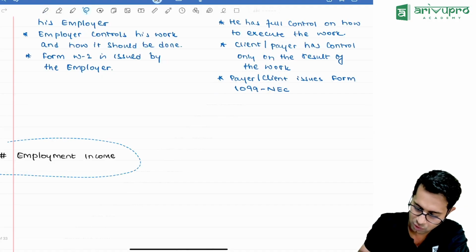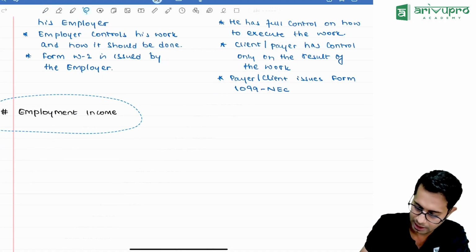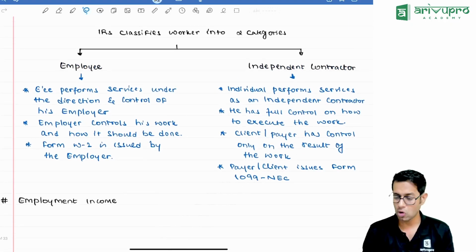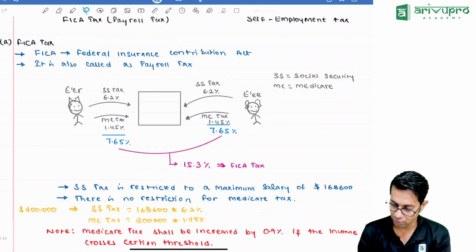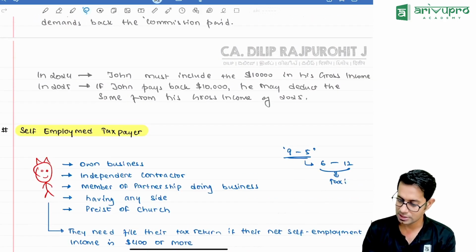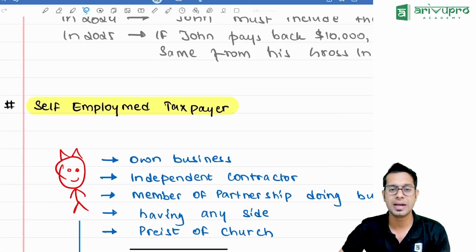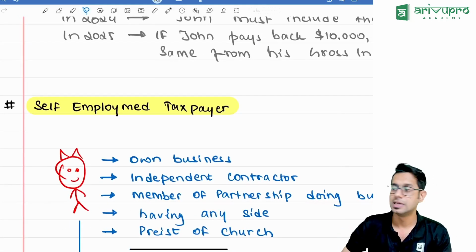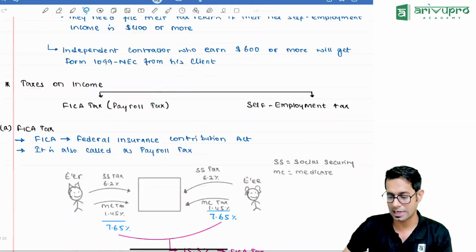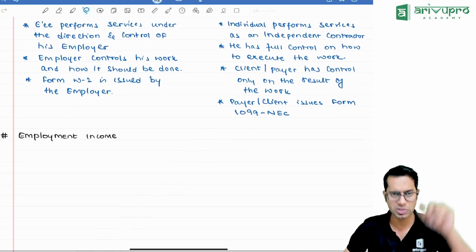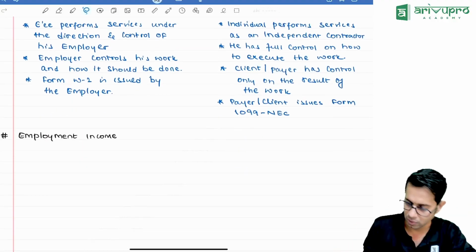Now we are discussing employment income. About independent contractor, if you have seen over here, we have already written a point while discussing self-employed taxpayer. We have written the second point that independent contractor is also covered in self-employed taxpayer only. So for an independent contractor, you will follow whatever we have done above.